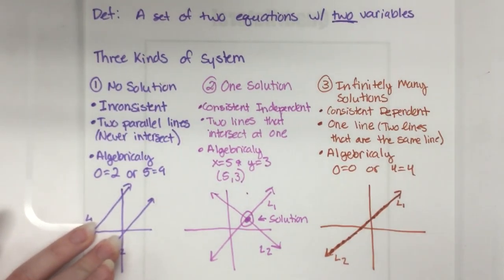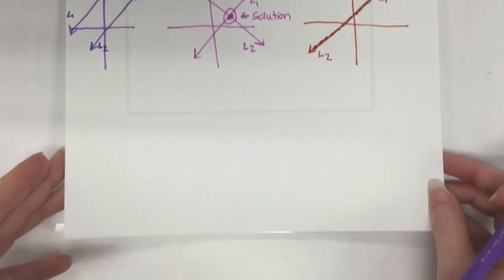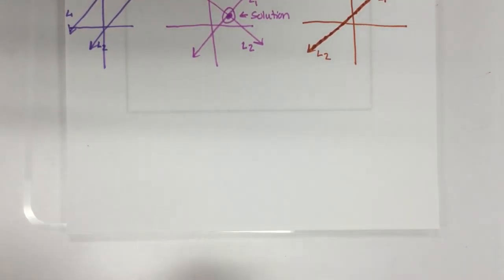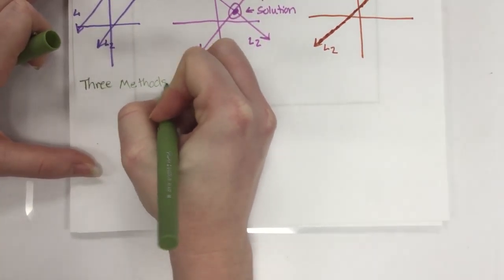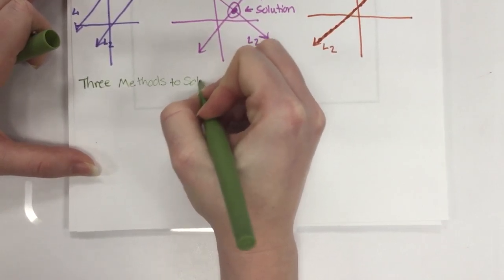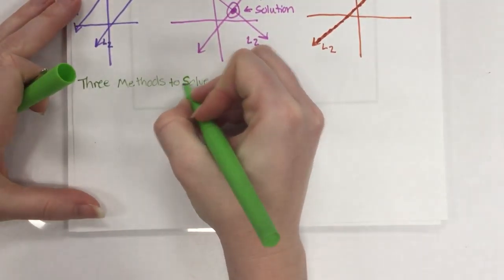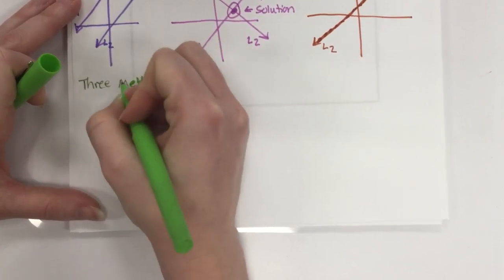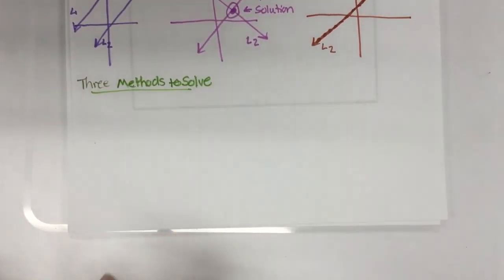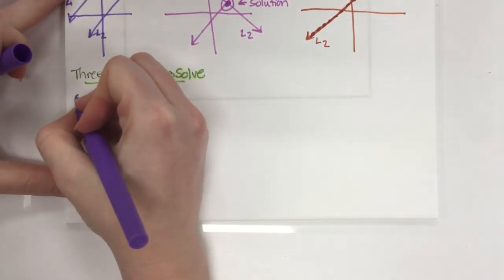And we also have three methods of solving systems on top of this, okay? So our three methods for solving, one is way more common to use than the others, but you have learned all three in both Algebra 1 and Algebra 2. So three methods to solve. Okay, I'm just going to do it in different colors. So our first one is to graph.